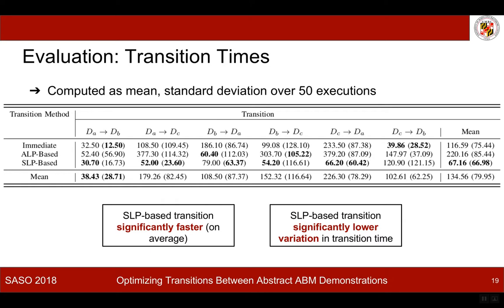Here we can see some of the transition times. They're computed as a mean and standard deviation over 50 executions. The mean is on the left, the standard deviation is within the parentheses. The SLP-based transitions had a significantly faster, on average, conversion time. The SLP-based transitions also had a significantly lower variation in transition time.